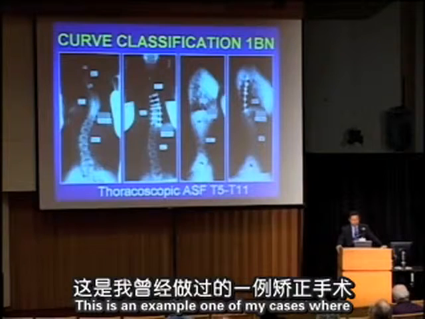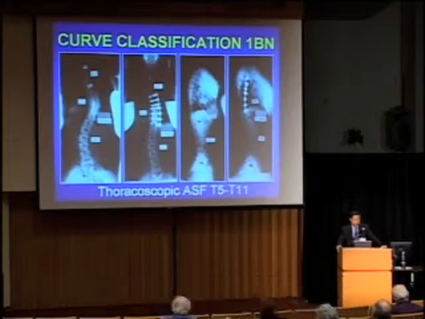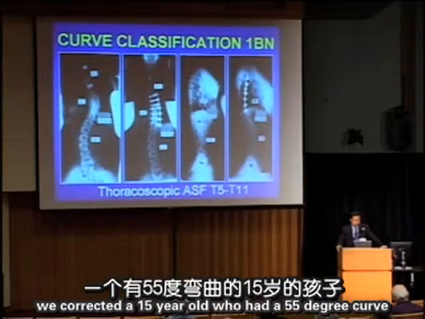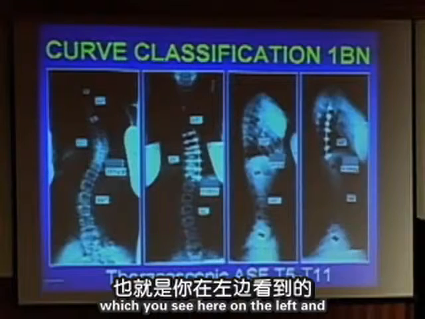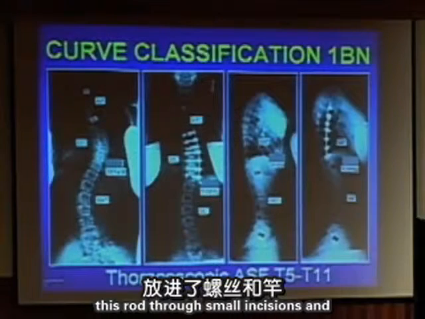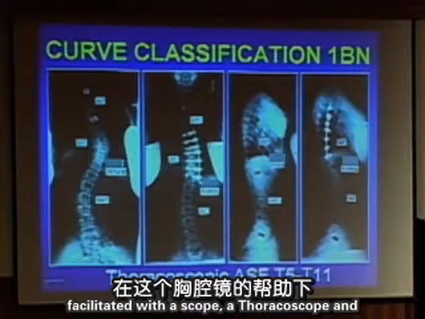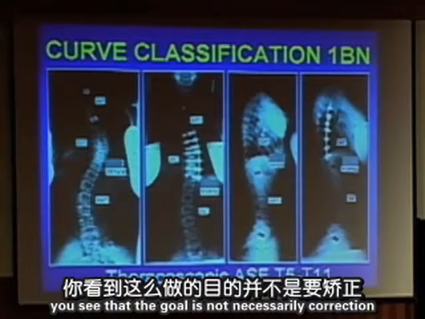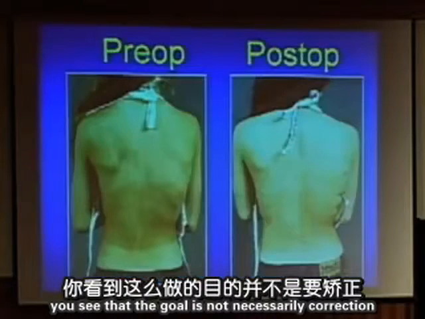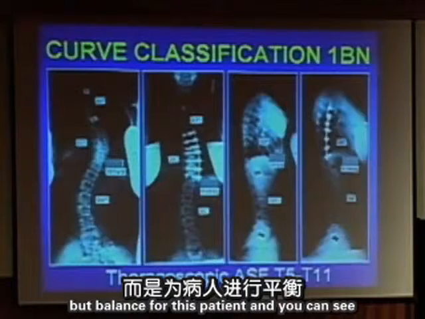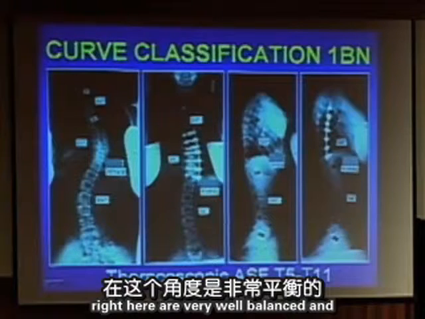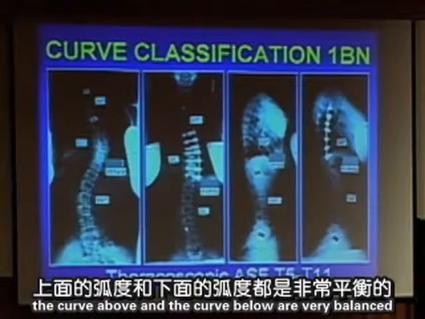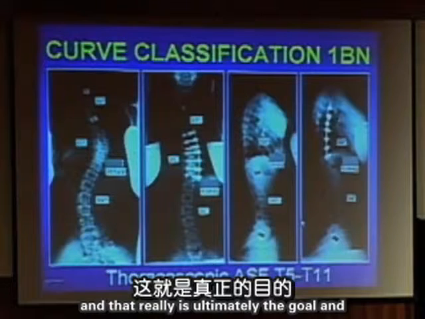This is an example of one of my cases where we corrected a 15-year-old who had a 55-degree curve, which you see here on the left. And we put all these screws in and this rod through small incisions and facilitated with a scope, thoracoscope. And you see the goal is not necessarily correction, but balance for this patient. And you can see that their shoulders and their pelvis in this view right here are very well balanced. And the curve above and the curve below are very balanced. And that's really ultimately the goal.